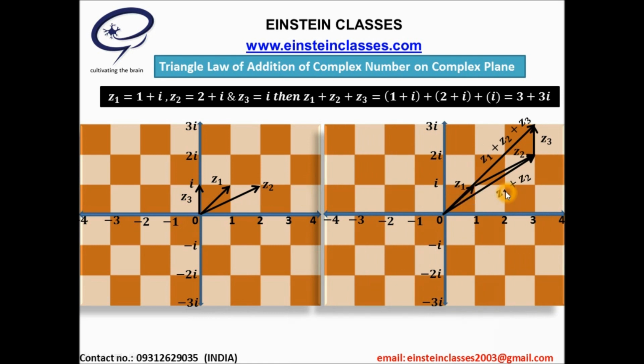First of all, we have to find the value of z1 plus z2, and after that we have to displace z3 such that the tail of z3 will be at the head of z1 plus z2. We have to draw a line which will represent the addition of three complex numbers z1 plus z2 plus z3, which is directed from origin O to the head of z3, and hence this line will represent the addition of three complex numbers z1 plus z2 plus z3, which will be given by 3 plus 3i.